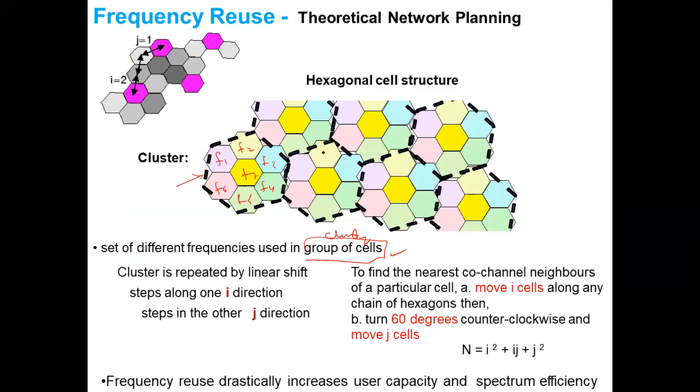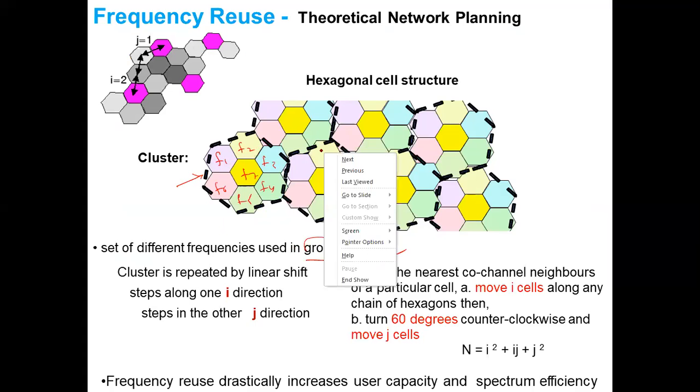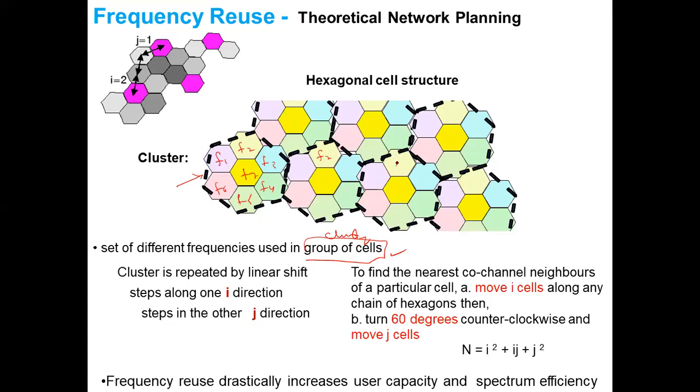This is F2. I am using F2 here, F2 here, and so on. And sorry, this is F7, F7 like this. We use the same set of frequencies over a large geographic area in a particular designated cell configuration. So the cluster is repeated by linear shift.